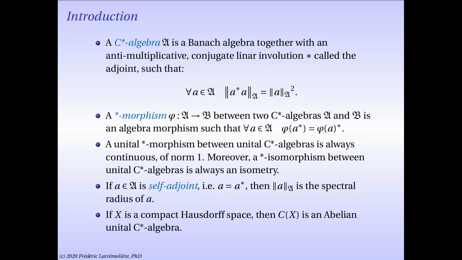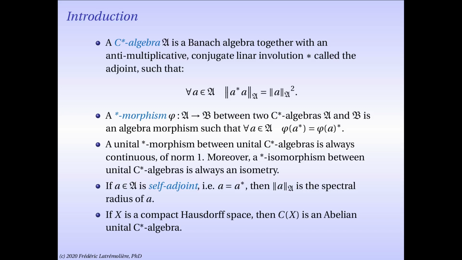A C-star algebra is a Banach algebra together with an anti-multiplicative conjugate linear involution star, also called the adjoint, such that for any element A of the C-star algebra, the norm of the adjoint of A times A equals the square of the norm of A.